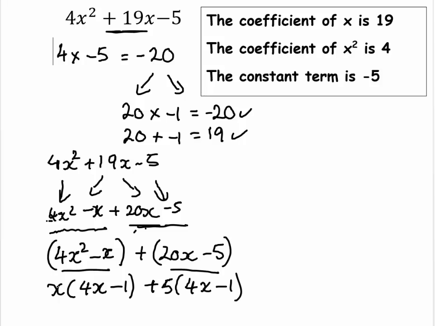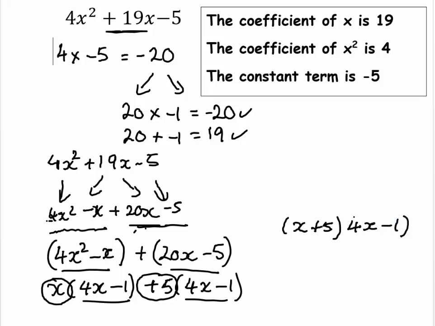Just like we did before, we're going to take the x term here and the plus 5 term here, and we're going to place them in their own bracket together. Like I said, we have two identical terms, 4x minus 1. We only need the one. Okay, so just to rewrite, 4x minus 1, close brackets, then you've got x plus 5, close brackets, and that will be your final answer.